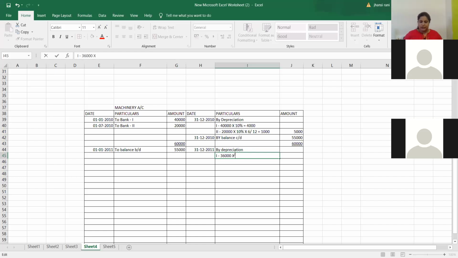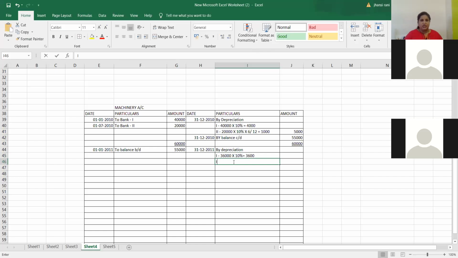36,000 into 10%. On the balance, we will be calculating the depreciation. So the balance of the first machine is 36,000. 36,000 into 10% comes to 3,600.